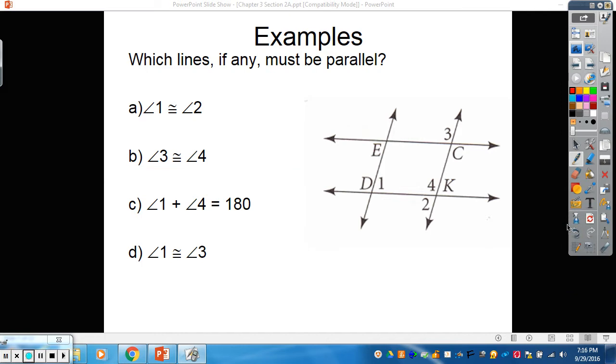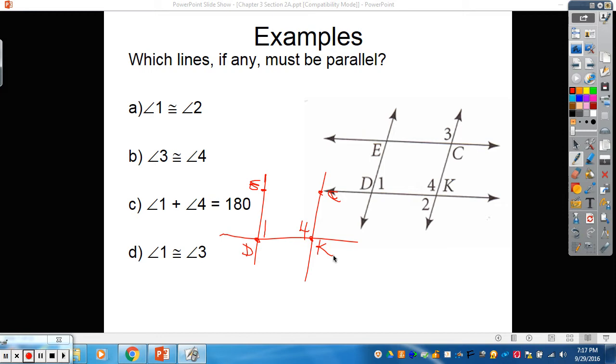Okay? We're told the angles 1 and 4 have a sum of 180. Well, again, I'm going to draw the 2 lines that make up angle 1 and the 2 lines that make up angle 4. Okay? Now, I'm going to label those points there. Here's E, D, C, and K. Okay.